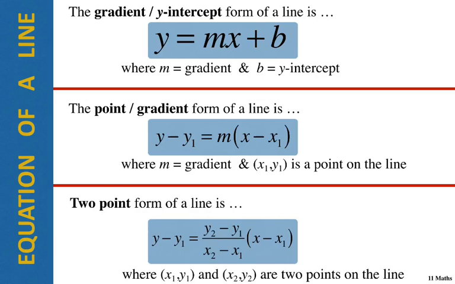And the final rule is really the same as the point gradient form, except instead of writing m, what you'll notice is that we've got the gradient written down. So we've actually got y2 take y1 over x2 take x1 written just here, which is another way of writing the gradient. So it's basically the same rule.